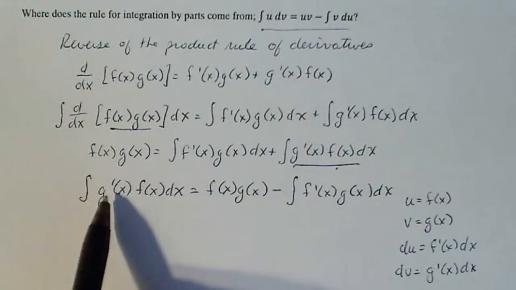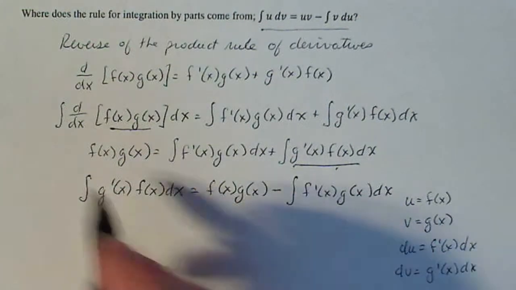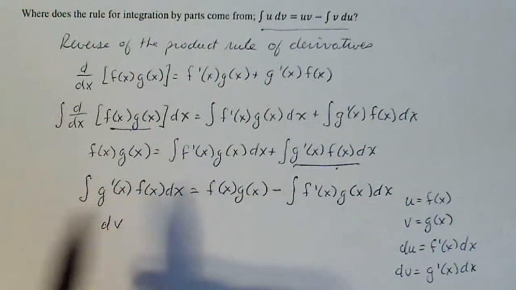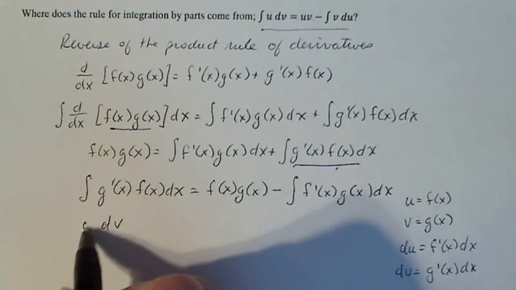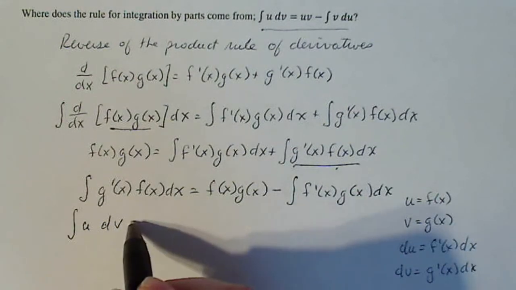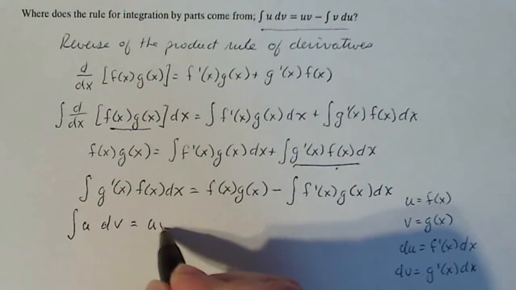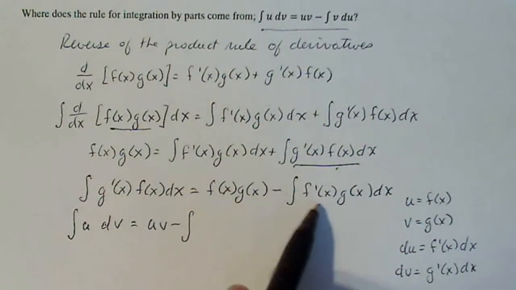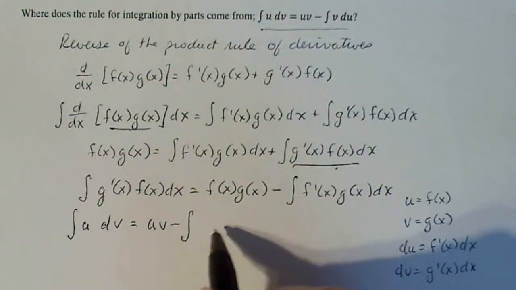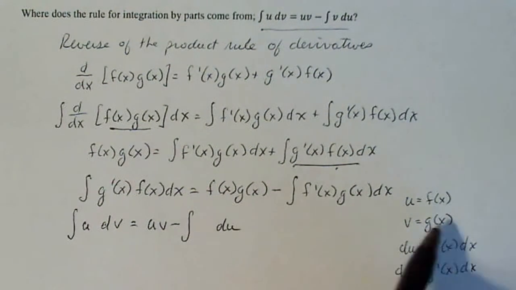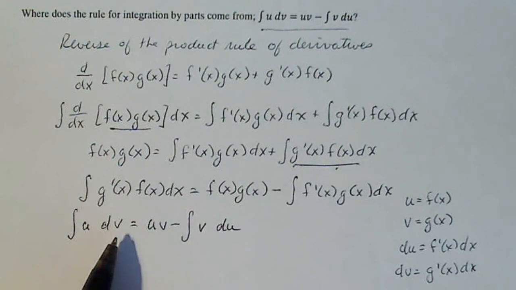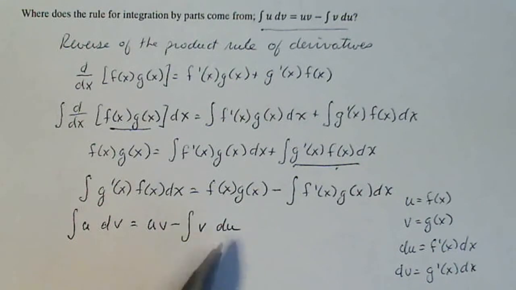So let's see, let's start over here. g prime of x dx, why, that's dv. And f of x is u. So the integral of u dv equals, f is u and g is v, uv minus the integral of, let's see, f prime dx is du, and g of x is v. Now, there's our familiar formula. The integral of u dv is equal to uv minus the integral of v du. And hence we have derived the rule for integration by parts.